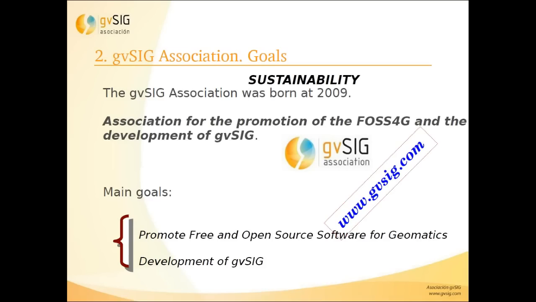The big name of the gvSIG Association is Association for the Promotion of the FOSS4G, of the free and open source software for geomatics, and the development specifically of gvSIG. There you have the link to the association, the webpage of the association. And the main goals are those 2 ones: promote, on one hand, the free and open source software for geomatics. We are talking about using FOSS4G software for managing geographical information and to solve daily problems related to geographical information, and also to develop the gvSIG tools, okay, both.